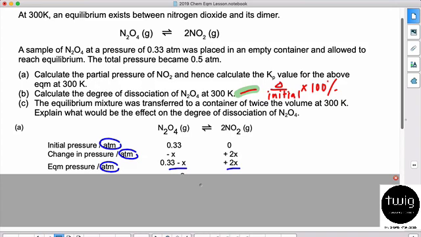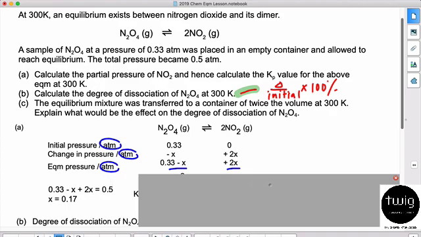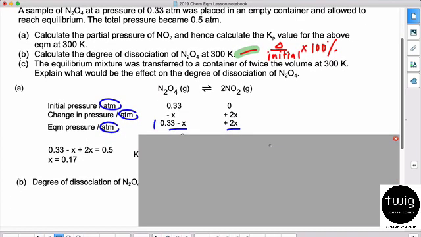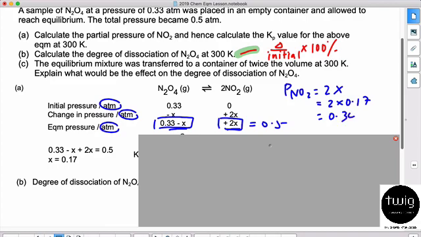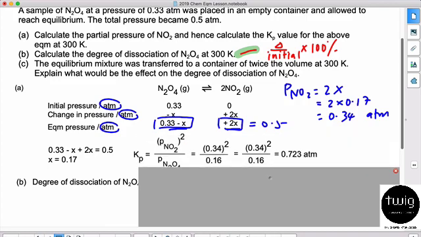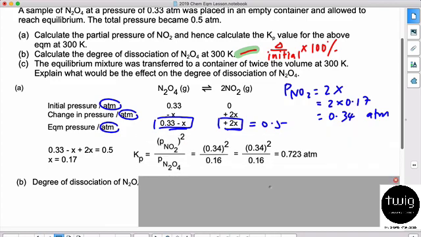You add these two up, you get 0.5. Then you solve it, and x is going to be 0.17. They ask to calculate the partial pressure of NO2, which is actually 2x. So 2 times 0.17 is 0.34, which is the partial pressure straight away, in atm. Then if you find the Kp, work it out, you get 0.723.